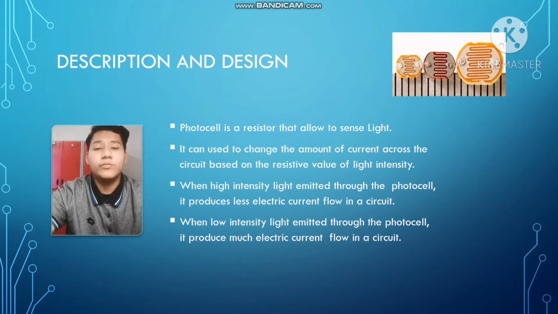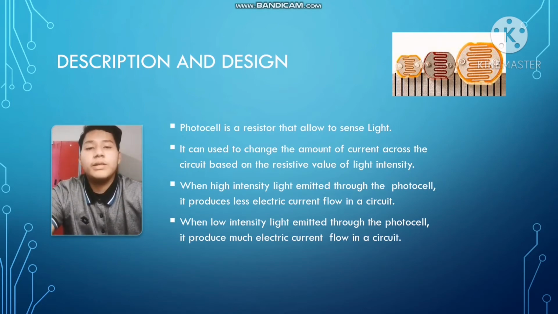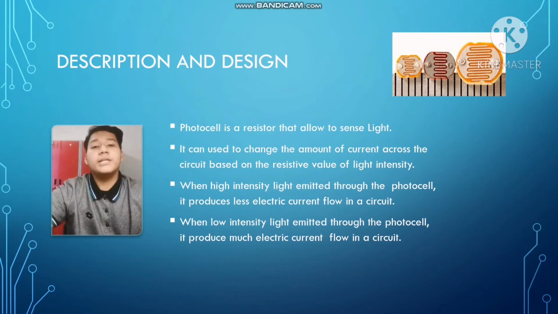Assalamualaikum and a very good morning. I, Muhammad Akmal bin Abdul Rashid, will present one of the components that we chose. It's a photocell. In this part, I will explain the description of the photocell. Okay, the photocell is a resistor that is able to sense light.